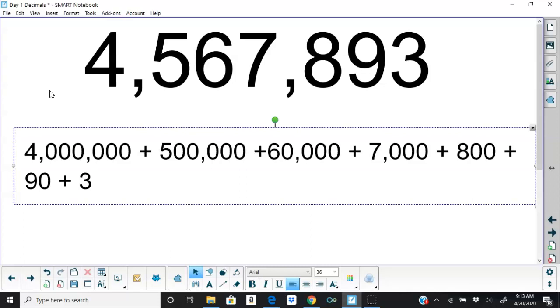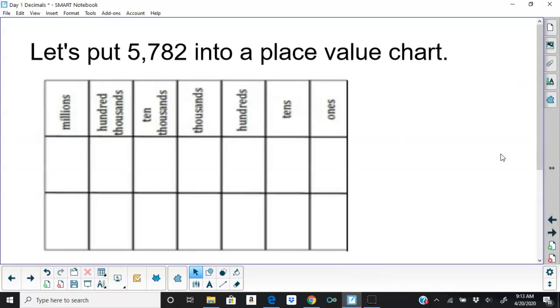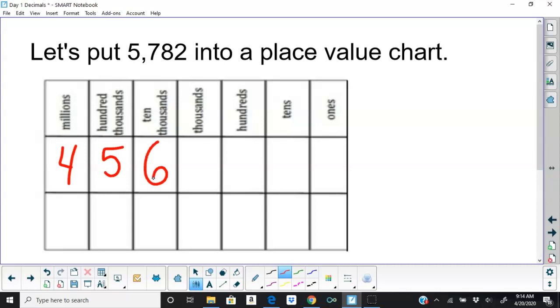Okay, so this is how we write a number in expanded form. And we write an expanded form by thinking about the value of each digit in our number. Now, can we add this number into a place value chart? Sure, we can. How many millions were in our number? Yeah, there were 4 millions. What about hundred thousands? There were 5 hundred thousands. There were 6 ten thousands. There were 7 thousands, 8 hundreds, 9 tens, and 3 ones.